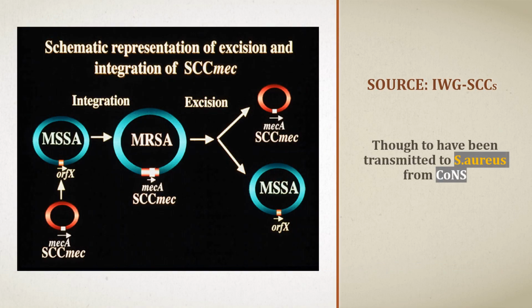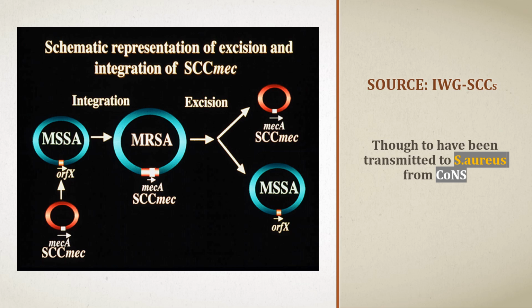To help you imagine and get ready for its detailed structure, I had to show you this diagram. It depicts how this mobile piece of DNA can insert itself in a staphylococcal chromosome, giving the cell a new phenotypic trait, then may excise itself, turning the cell back into its original state. It always attaches itself in the staphylococcal chromosome at a gene called ORF-X, or Open Reading Frame X.